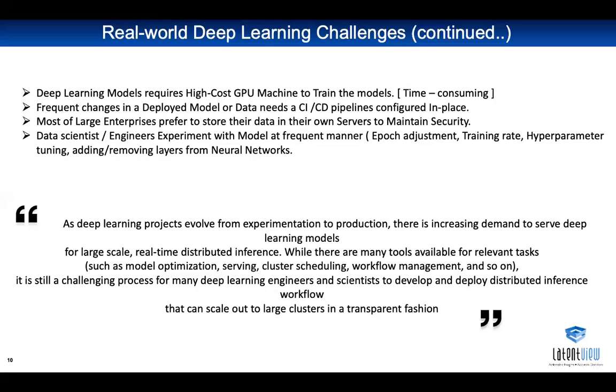As deep learning projects evolve from experimentation to production, there is an increasing demand to serve the deep learning models. This is a real problem statement at a larger scale, because if you have to offer real-time distributed inference, the setup is very huge. Though there are many tools available for model optimization, serving, cluster scheduling and workflow management, there are many tools available already.